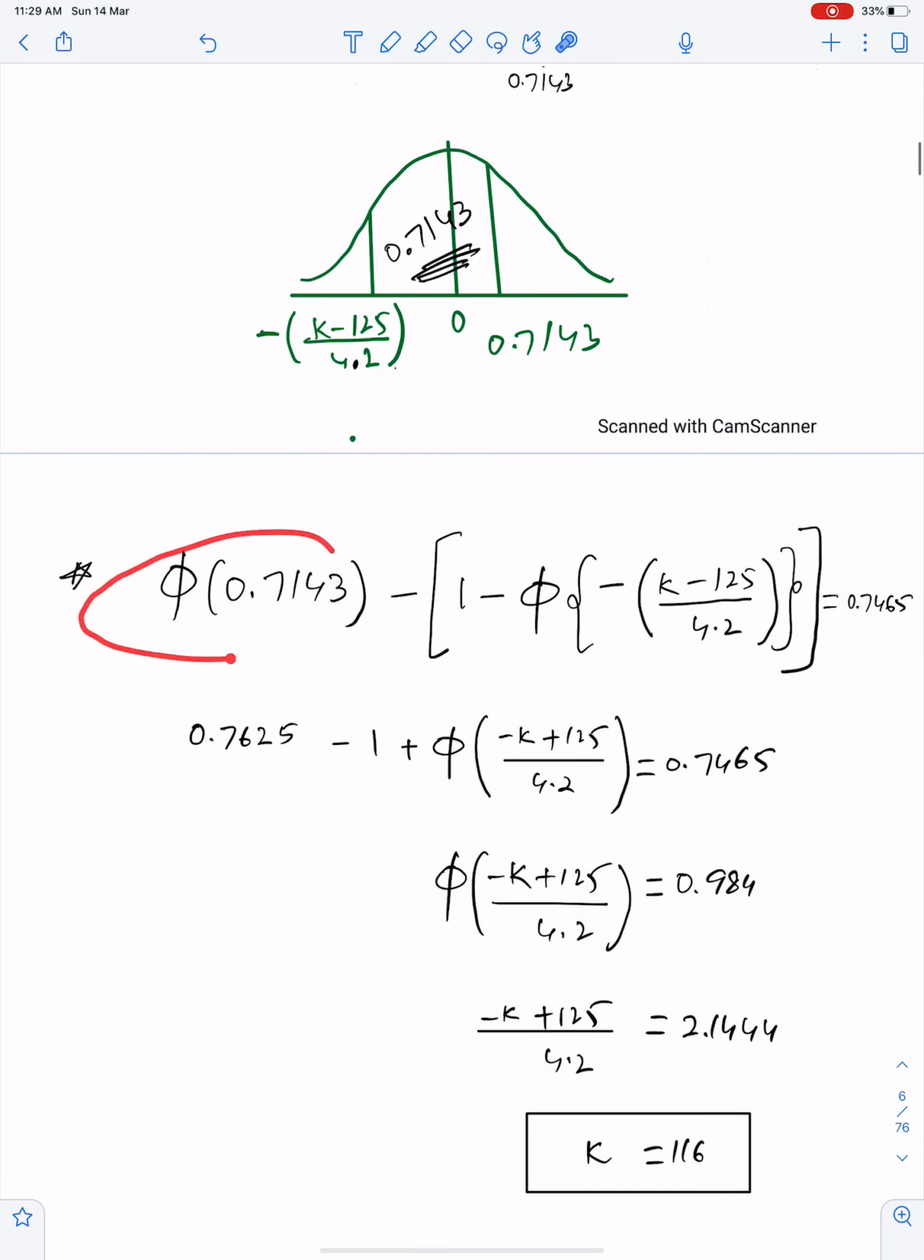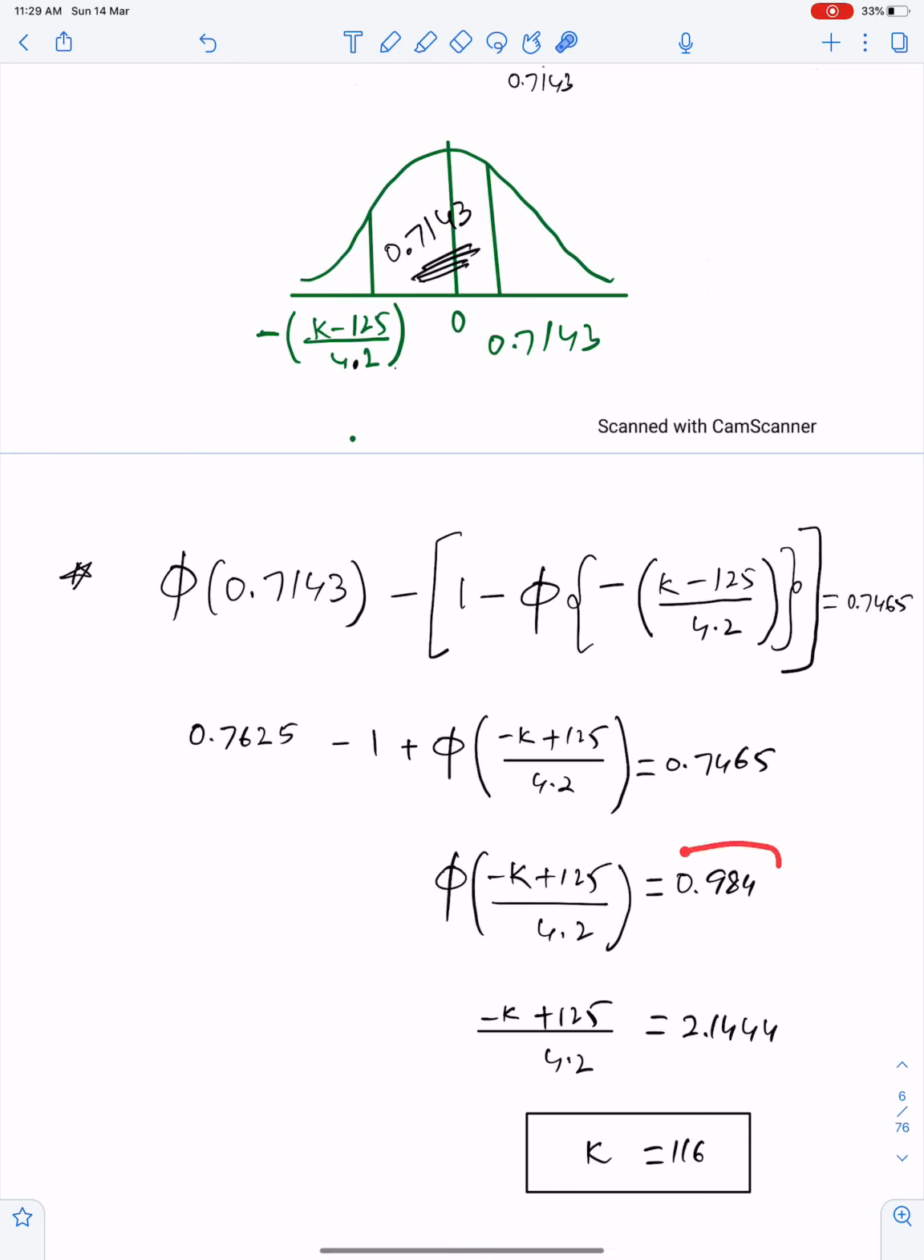Now you just need to get this phi, either from calculator or table. So the value of this phi is 0.7625. This minus 1 is here. Enter this negative here. So you will get minus k plus 125 over 4.2. And this is here. Now make this thing subject.